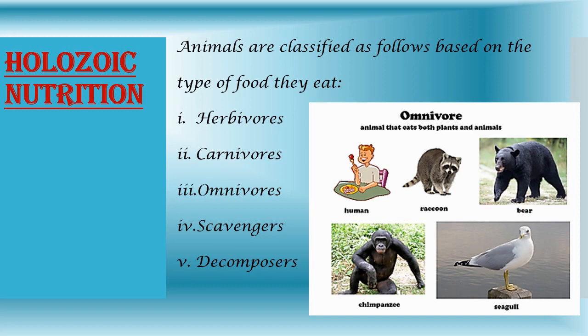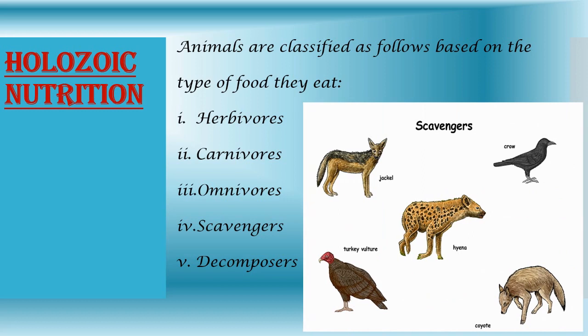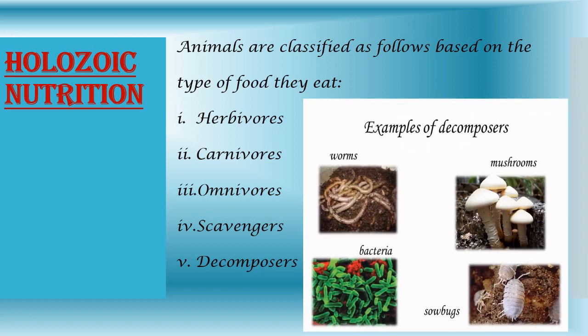Then the next we have scavengers. Scavengers are the organisms which obtain their food from dead bodies of animals. For example, vulture, crow, hyena, etc. And the last is decomposers. Decomposers are some microbes which obtain their food by decomposing the dead bodies of organisms or other materials.